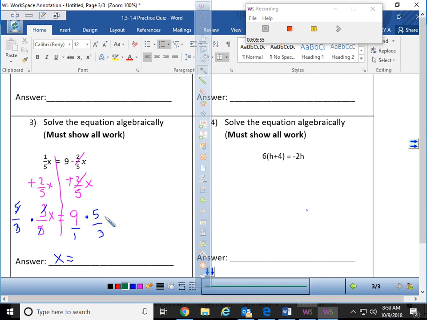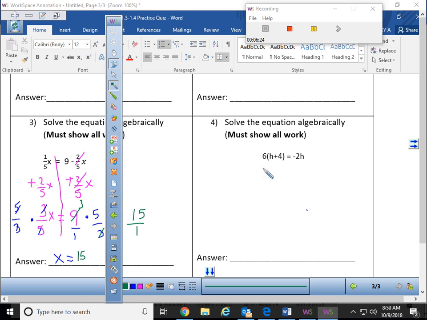I'm looking at this and noticing that 3 and 9 are both divisible by 3. How many times does 3 go into 3? Once. How many times does 3 go into 9? 3 times. And now we just have smaller numbers to deal with. What's 3 times 5? Well, that's 15. And then what's 1 times 1? That's 1. So my answer would be just 15. So x equals 15.